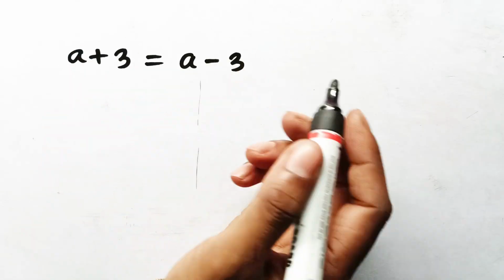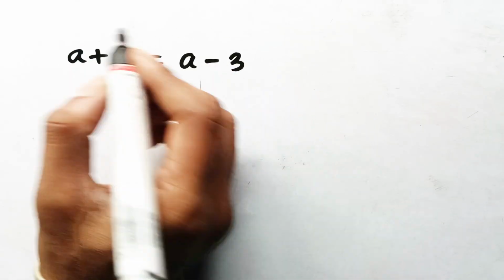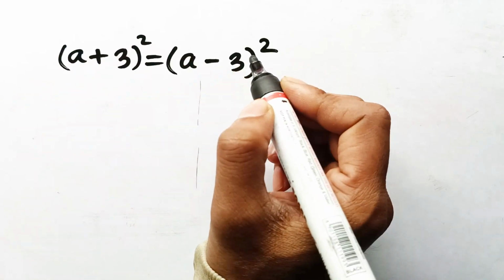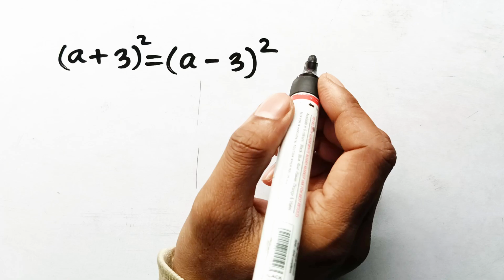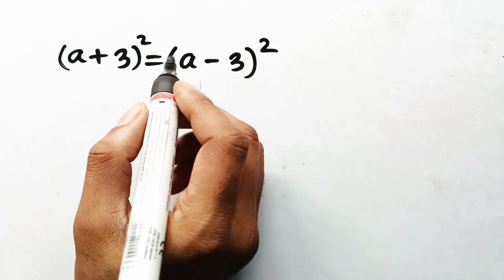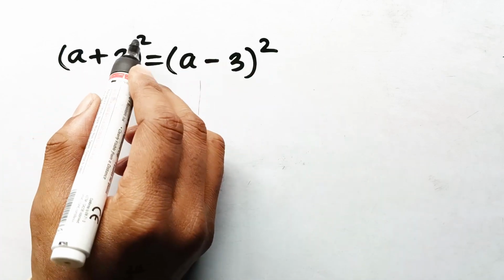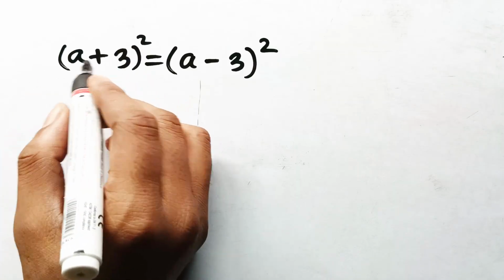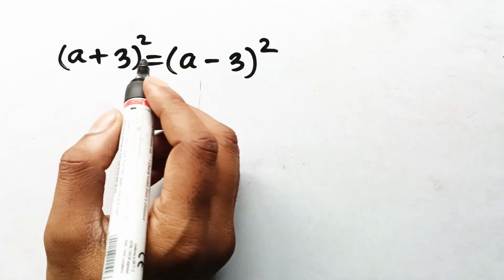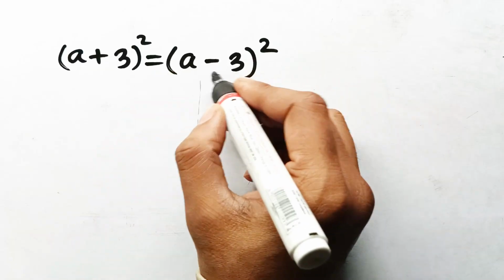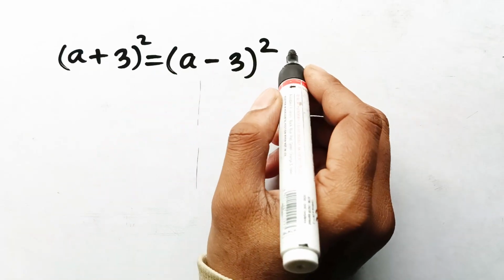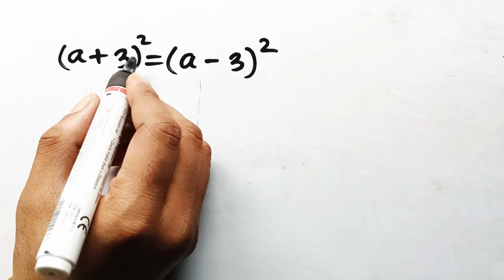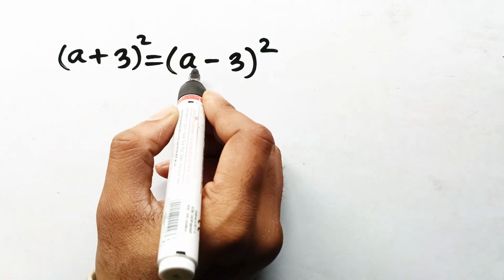So let's get started with method 1, where we're going to square both sides of the equation to eliminate any potential sign issues and see what happens algebraically. So we take the left-hand side, which is a plus 3, and we wrap it in parentheses and square the whole thing. And then we do the exact same thing to the right-hand side, taking a minus 3, wrapping it in parentheses and squaring it. So now our equation looks like the quantity a plus 3 squared is equal to the quantity a minus 3 squared.